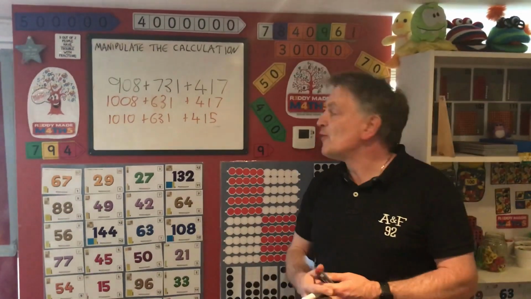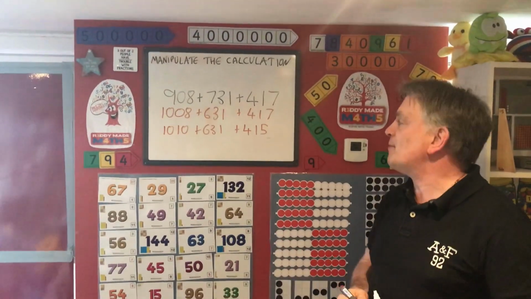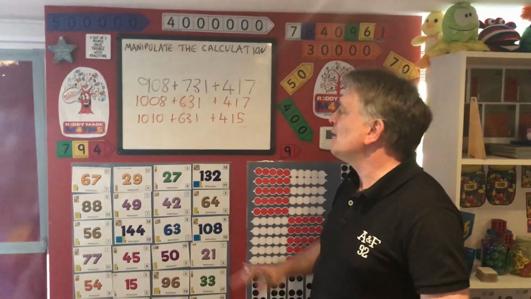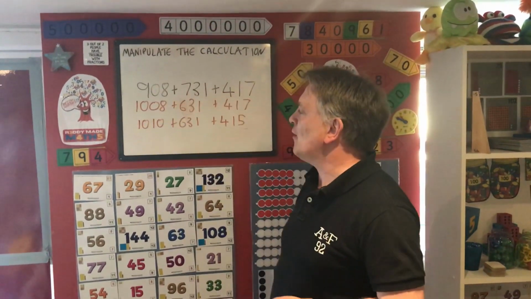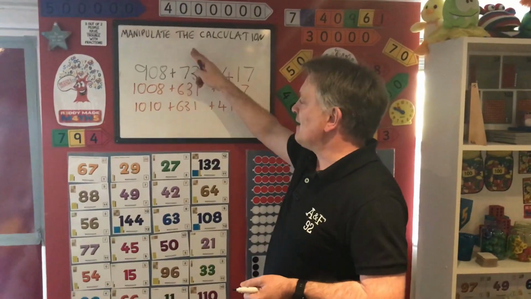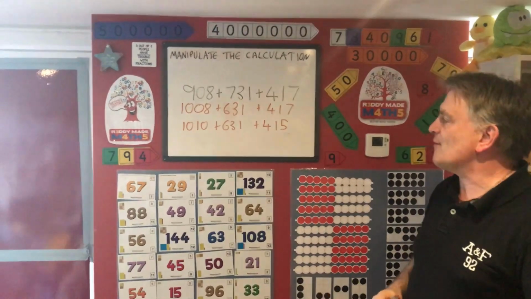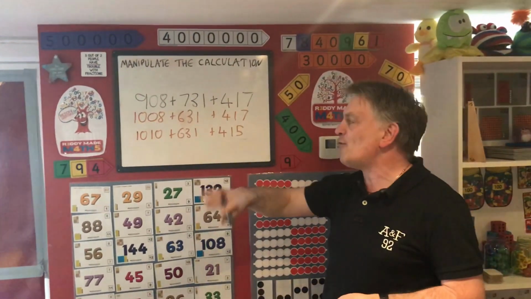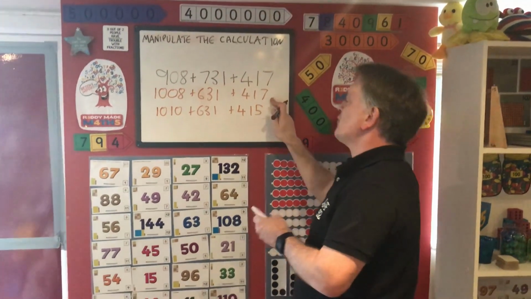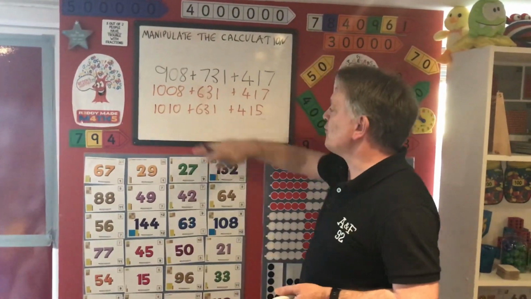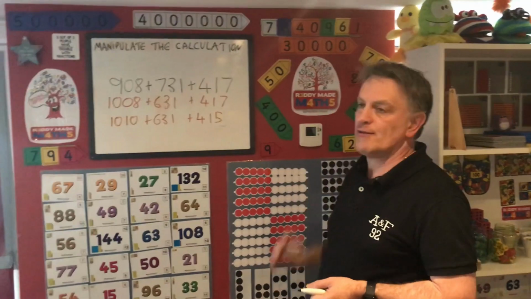I just had a little play with those numbers. There's hundreds of ways we could manipulate this calculation. The first thing I thought was, let's just get that over 1,000. So the first thing I did was I passed 100 over there. To make that 1008, that becomes 631, and that just stays the same at 417. And I thought, I don't want 1008, I'd rather have 1010. So I then passed 2 over here. So I ended up with 1010, 631, and 415.